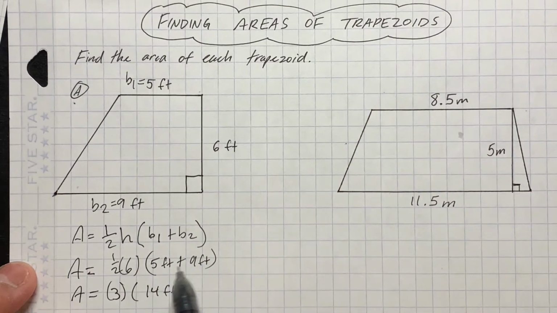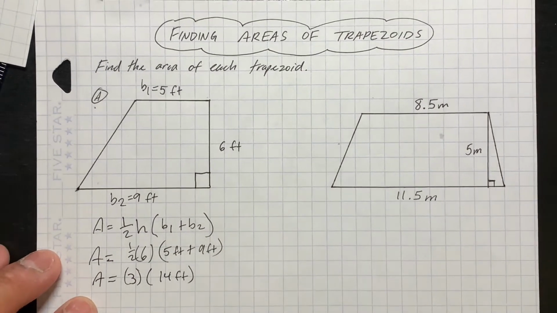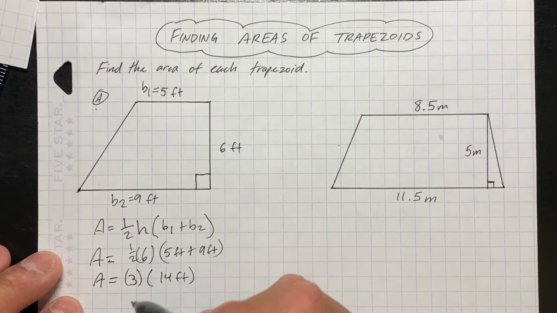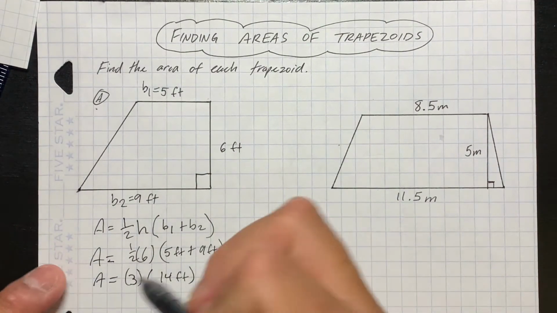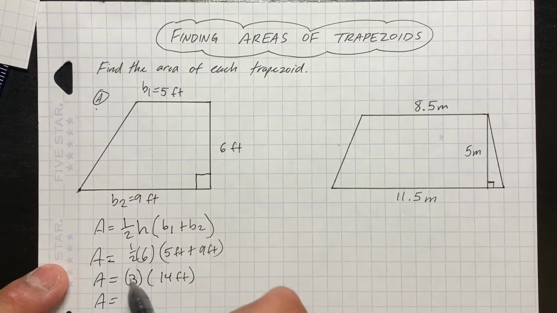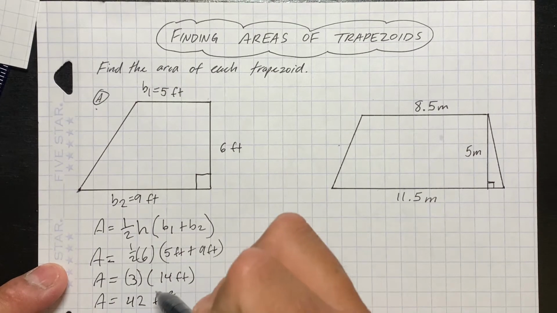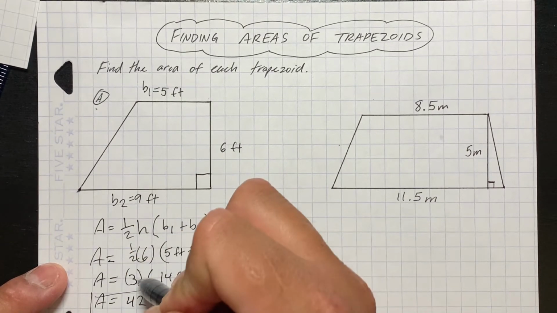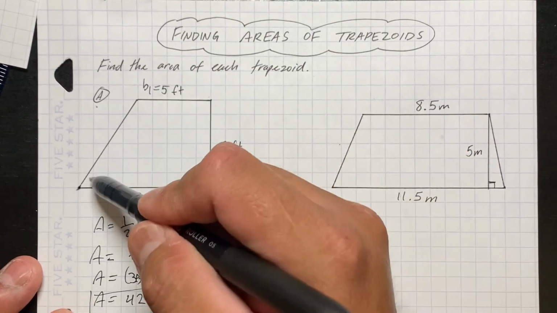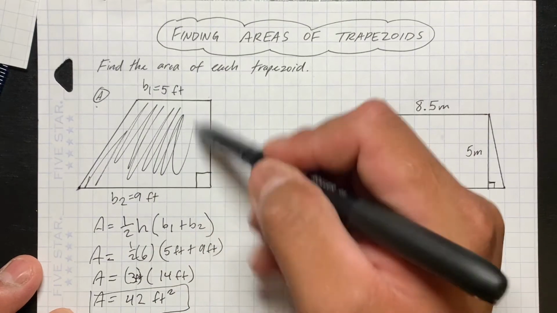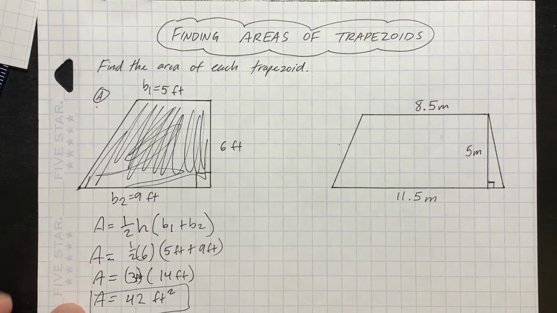Now, I'm not squaring it because I'm adding. I only square it when I multiply, okay? Now, let's see here. Next, what we're going to have to do is just multiply. And let's see here. 14 times 3 is going to be 42 feet squared. Okay. Oops, I forgot to put feet here. So there you go. So the whole area of this trapezoid, inside the trapezoid, the whole area is going to be 42 square feet. Okay.